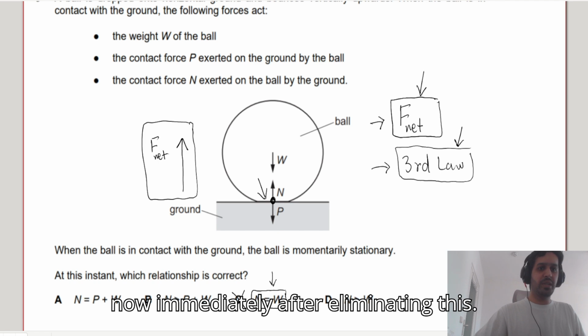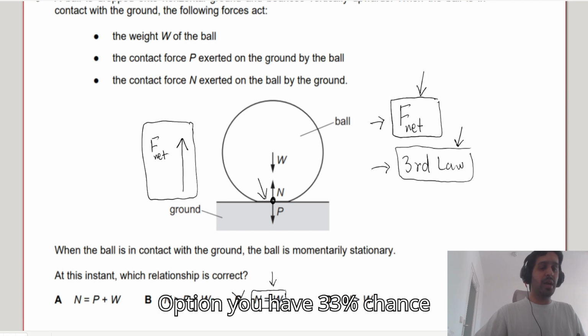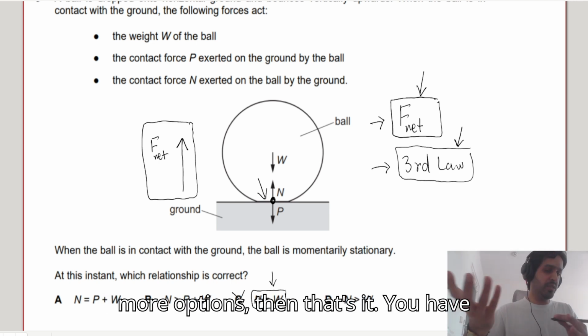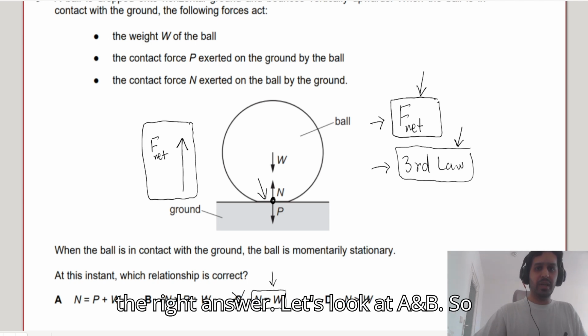Now, immediately after eliminating this option, you have a 33% chance of getting the right answer. If you can somehow eliminate 1 or 2 more options, then that's it. You have the right answer. Let's look at A and B.